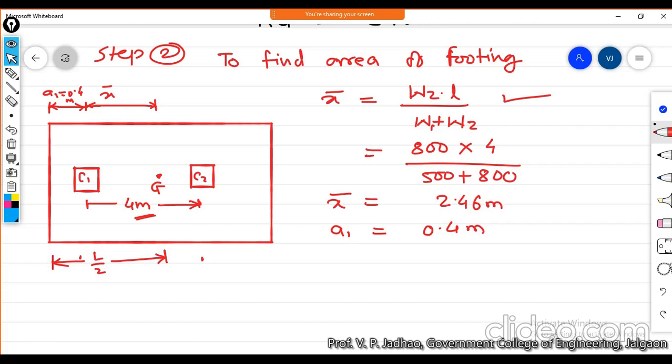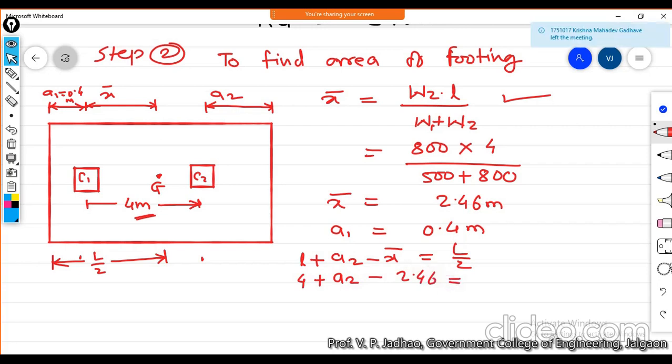So we can write this like this also: small l, that is 4 meter, plus A2 minus x bar is equal to L by 2. This projection is A2, that is the distance from the right end of this footing to the center of this column C2. Now we know that L is equal to 4 meter plus A2, we don't know this value, minus x bar, which is 2.46 meter. Again, L by 2 we have.